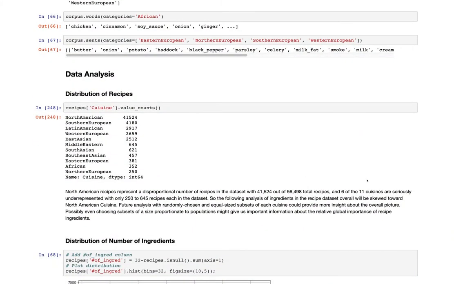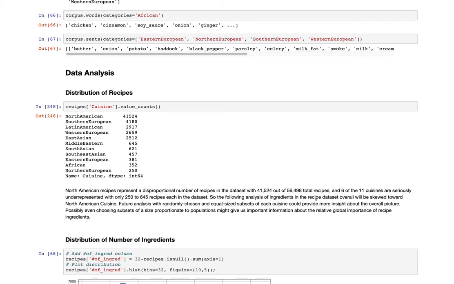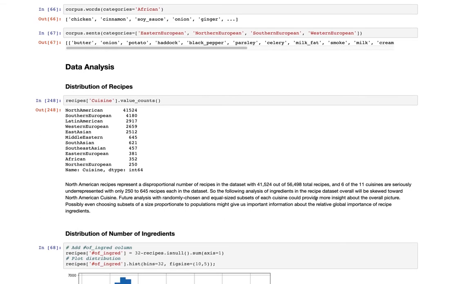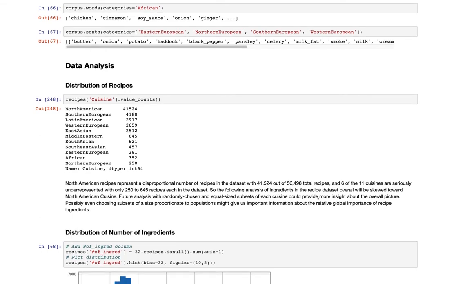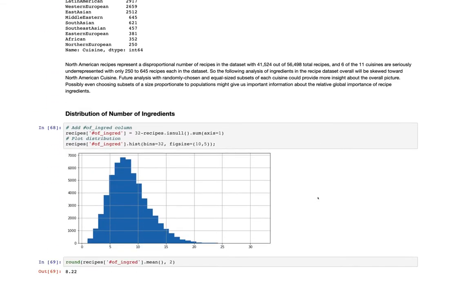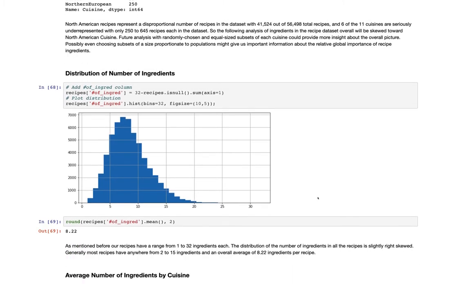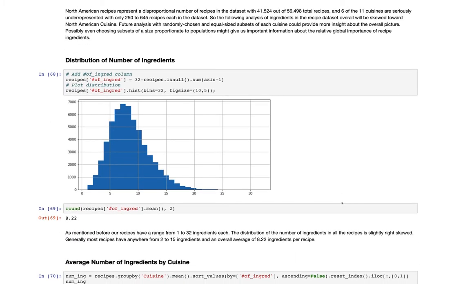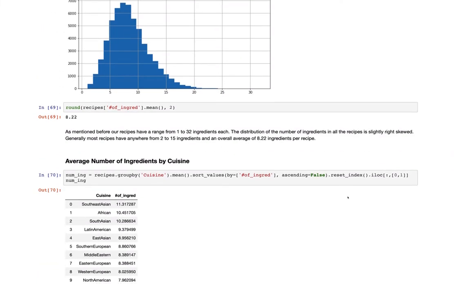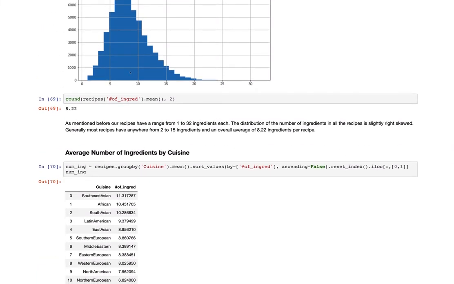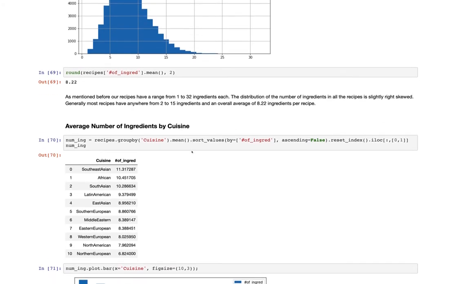Then we looked at the distribution of recipes and found that there was a huge overrepresentation of Northern American cuisine, which factored into how we did our analysis because we wanted to try to compensate for that. Distribution of the number of ingredients overall. Overall, most recipes had between 5 and 10 ingredients, but again, that's influenced by the overrepresentation of North American cuisine.